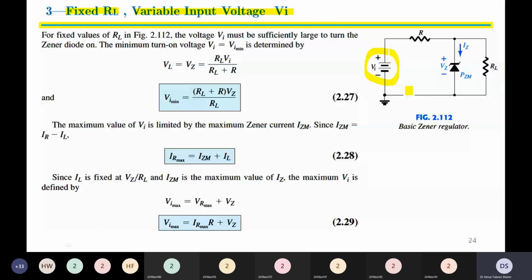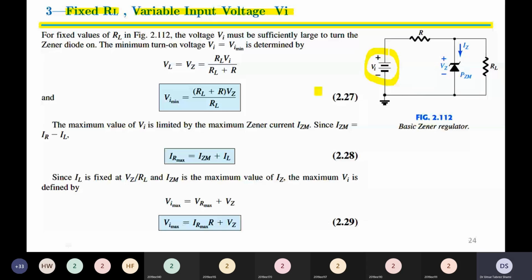So just at first look, what should be the minimum value of input voltage? From the first look of figure 2.112, the minimum value of the input voltage should be larger than the breakdown voltage of the Zener diode being used.